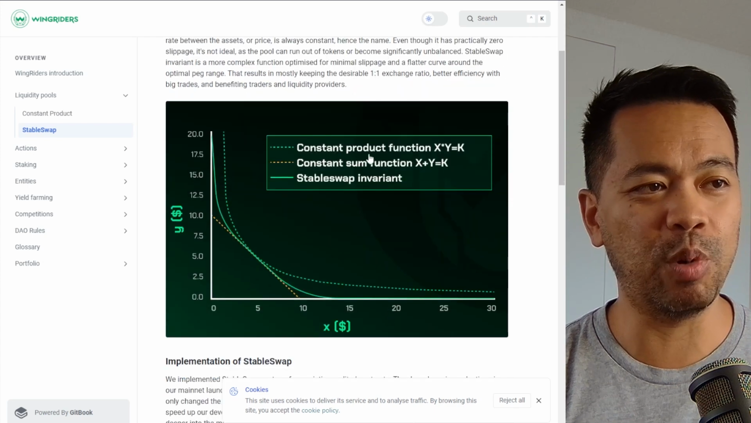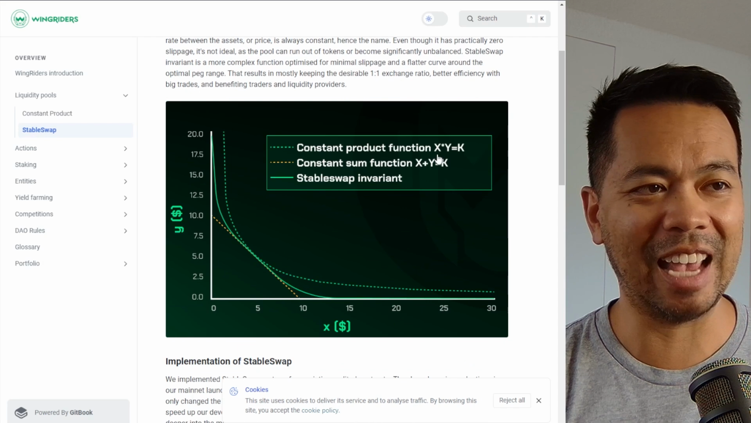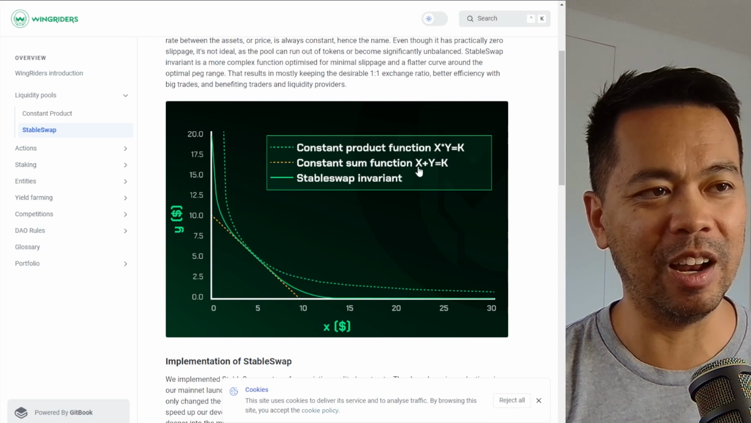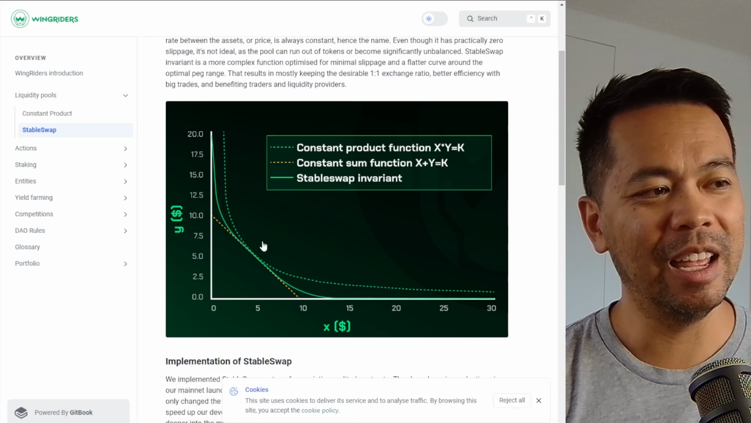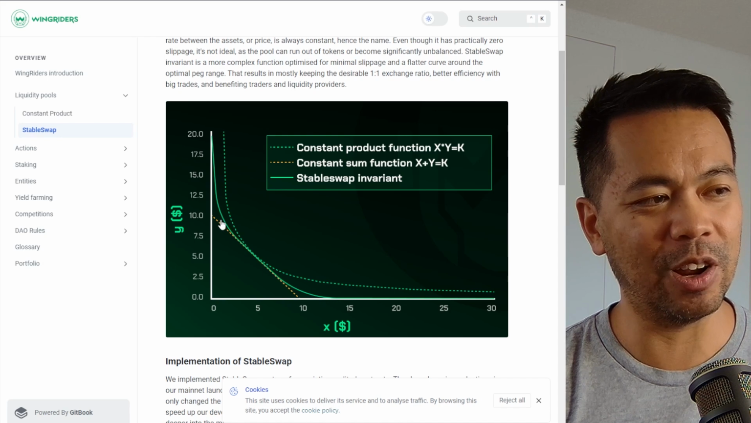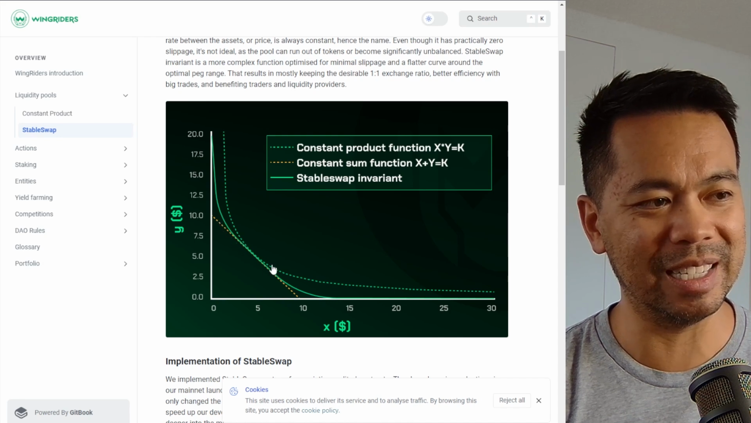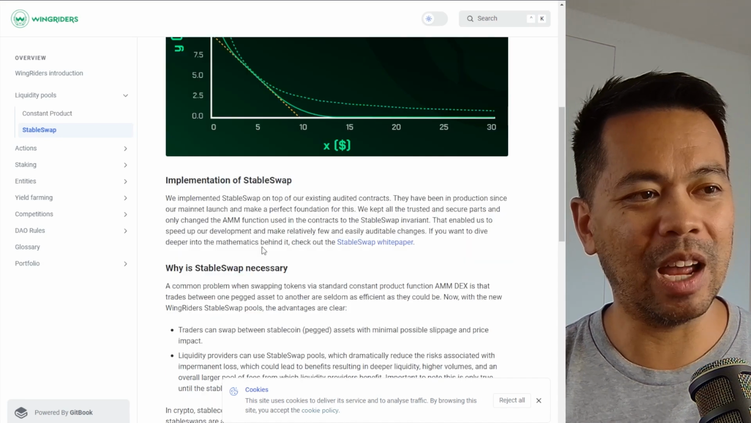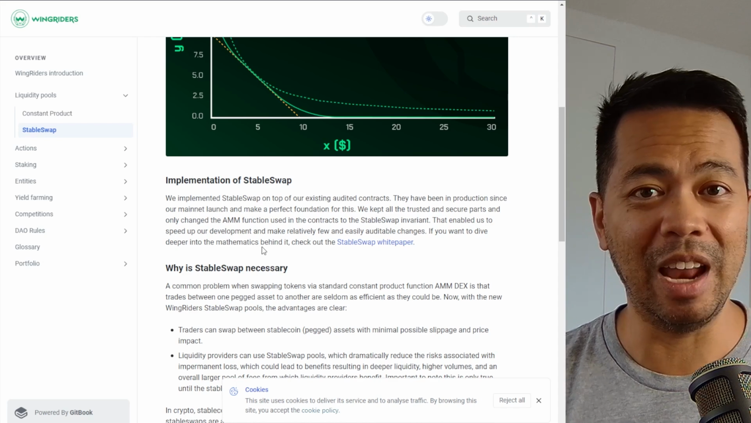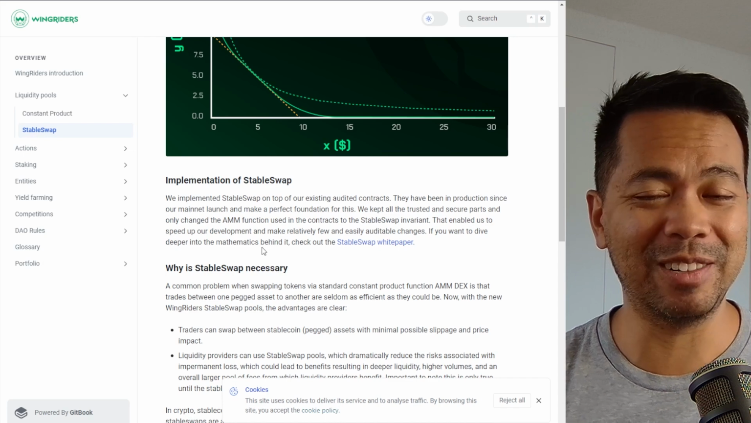So we have the constant product formula function as X times Y equals K, and we have the constant sum function of X plus Y equals K. And here you can see the Stableswap invariant has a very different curve, and it's very close to the constant sum function here. Now you want this type of scenario because you don't want to be swapping from one USD asset to another and suffer from price impact or slippage.